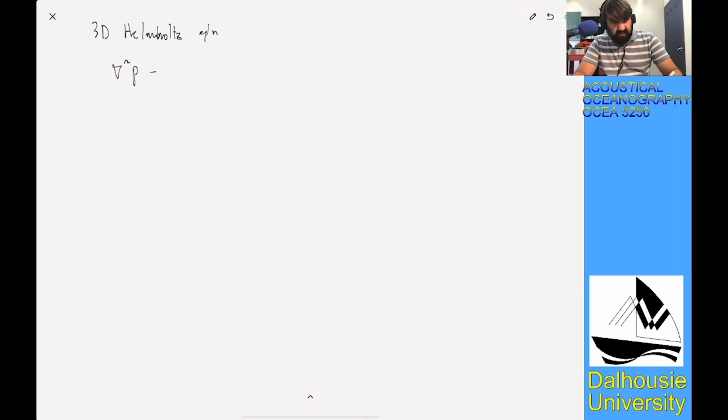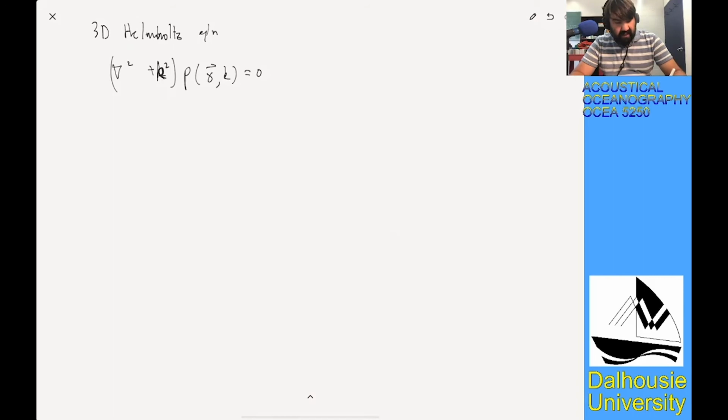I'll write it all as just one operator, like I did before. X, k, 0. And of course, k here, my badly written k, is related to the frequency and the wave speed. And so similarly, we have the same solution, right? So, okay, maybe it's not quite as familiar, but it's probably pretty familiar. We want to write this now just in 3D.